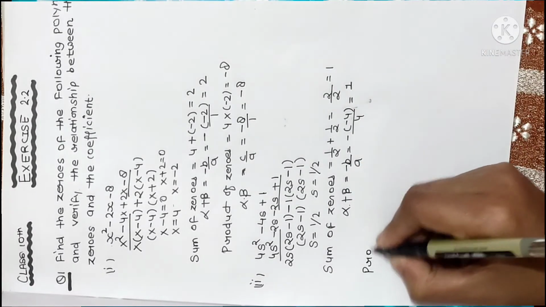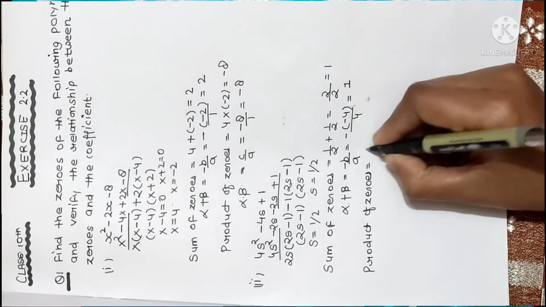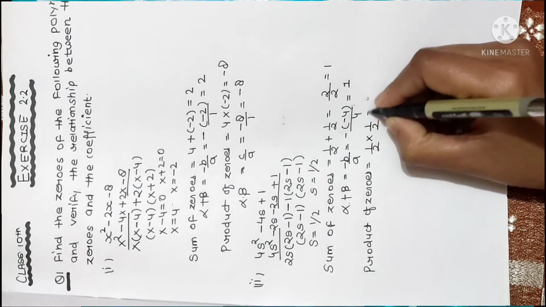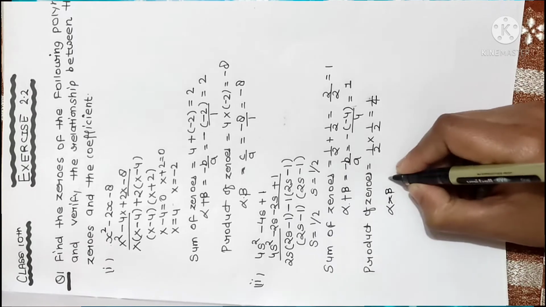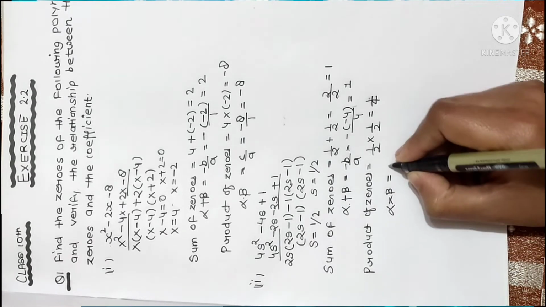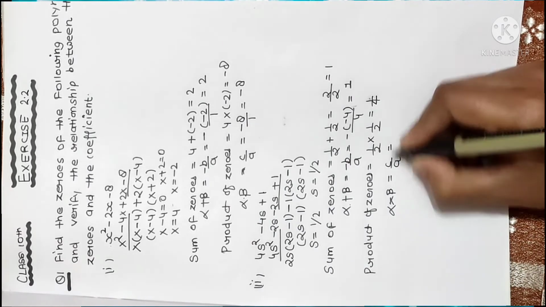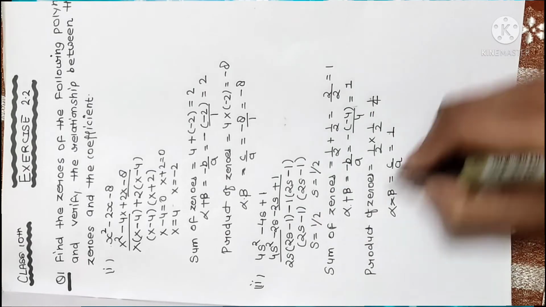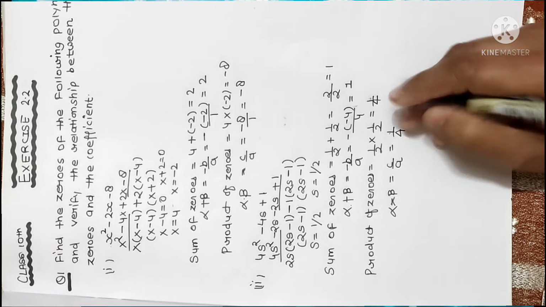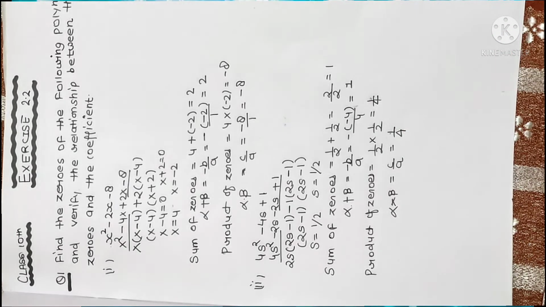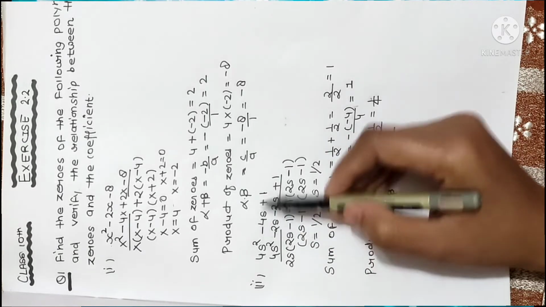Now next is the product of zeros. The product of zeros means 1 upon 2 multiplied by 1 upon 2, that is 1 upon 4. If we talk about the roots, the product of alpha and beta, then from the equation it is equal to c upon a. So c is 1 and a is 4. So both are the same. So from here it is verified.